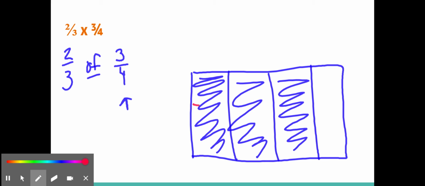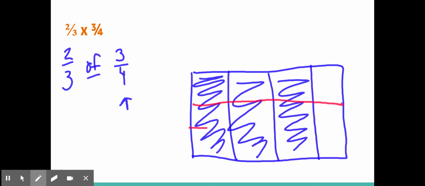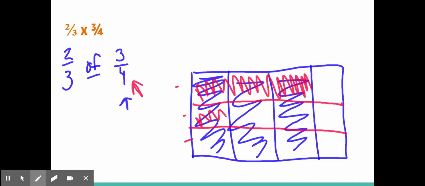So I'm going to split these into thirds. You can see I have 1/3, 2/3, 3/3. And I want 2 of those. So here's one of those thirds. I'm only coloring in what was already colored in because I'm not working with the whole. I'm working with these 3/4. And then here's the other third.